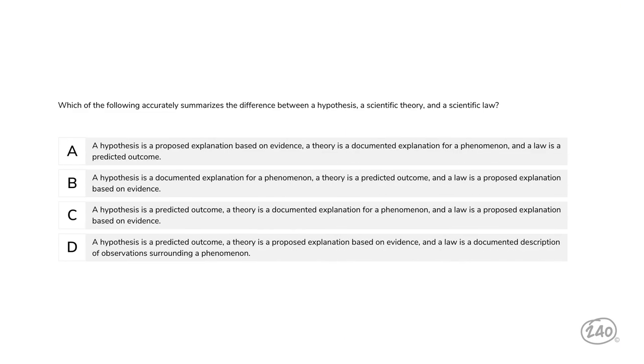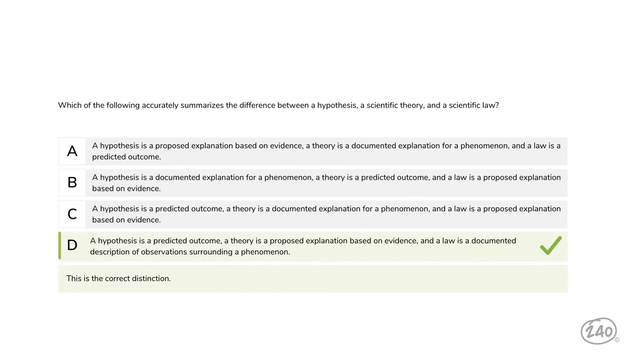Let's check out that concepts and processes section. Which of the following accurately summarizes the difference between a hypothesis, a scientific theory, and a scientific law? The best choice here is D. A hypothesis is a predicted outcome. A theory is a proposed explanation based on evidence, and a law is a documented description of observations surrounding a phenomenon.